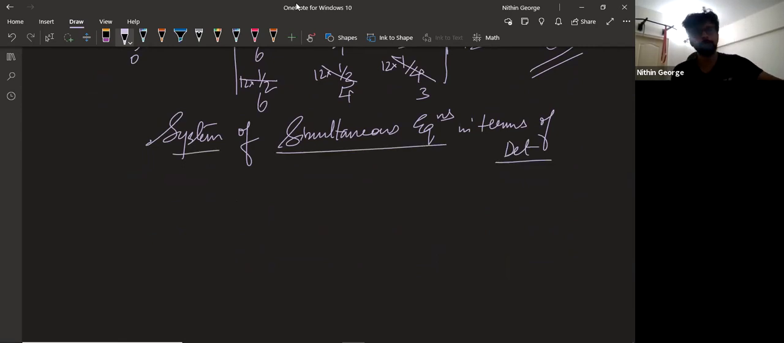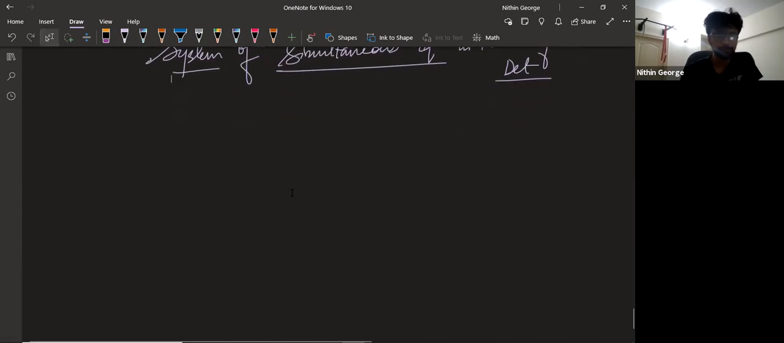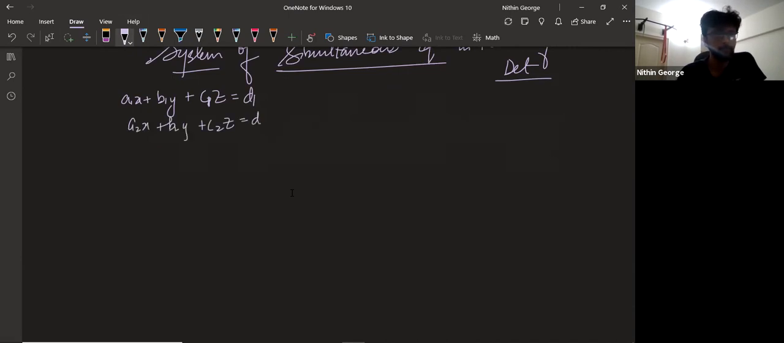System of simultaneous equations in terms of determinant. You have three equations here: a1x plus b1y plus c1z equal to d1, a2x plus b2y plus c2z equal to d2. I told you, right? We can use determinants to solve multiple equations at a time. So the idea is this.